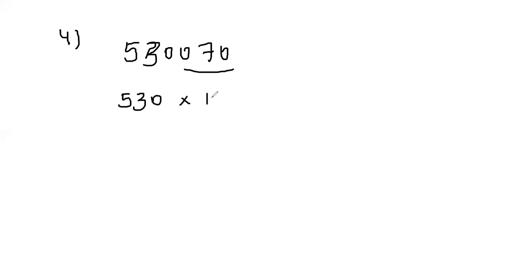So like this, 530 with 3 zeros. You can see 3 digits. So there are 530,000. It's 4A. So the correct answer is 4A. Next one is 5, which is the same as 4. So we go to number 6.